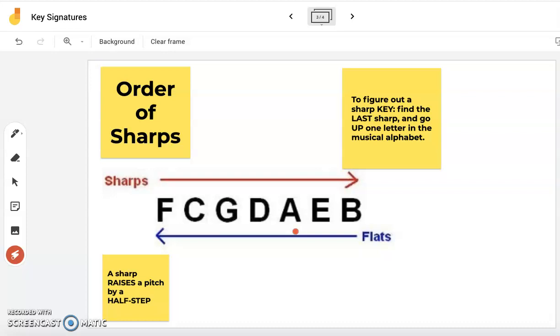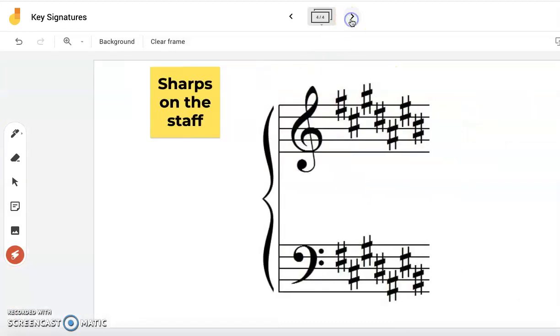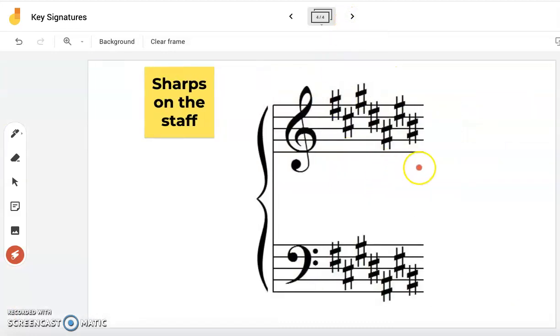And finally, this is what sharps look like on the staff in a key signature, and this one has all 7 sharps. So we have treble clef and what they look like, and bass clef. And they are always in the same order: F sharp, C sharp, G sharp, D sharp, A sharp, E sharp, and B sharp.